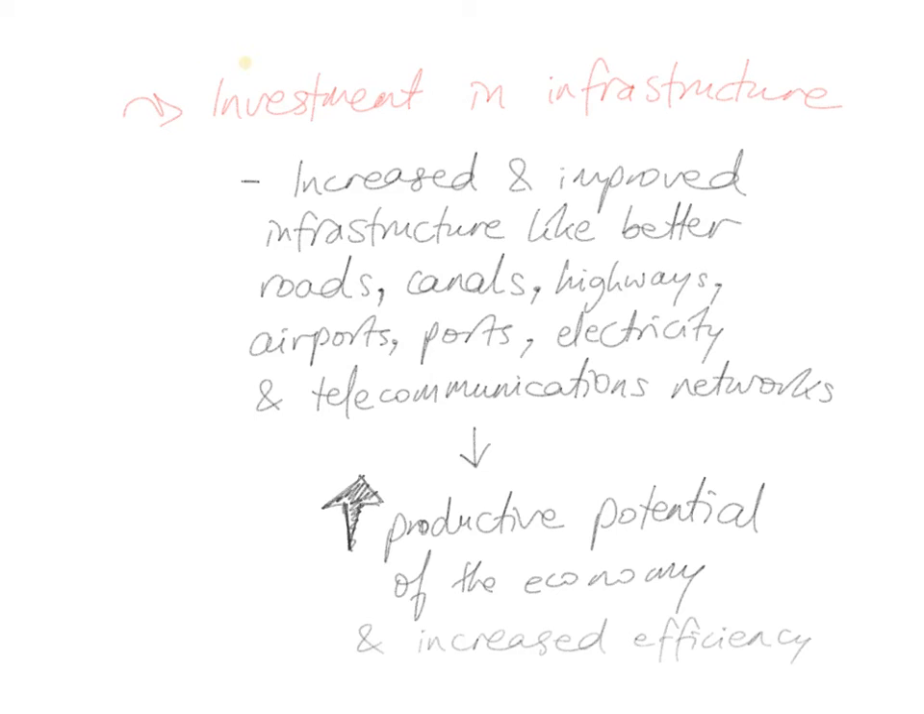The third type is investments in infrastructure. So increased and improved infrastructure like building better roads, better canals, highways, airports, ports, electricity and telecommunications networks. All of these investments in infrastructure are designed to make it easier to trade and to make the factors of production more mobile. And this should increase the productive potential of the economy and increase its efficiency in the long run.